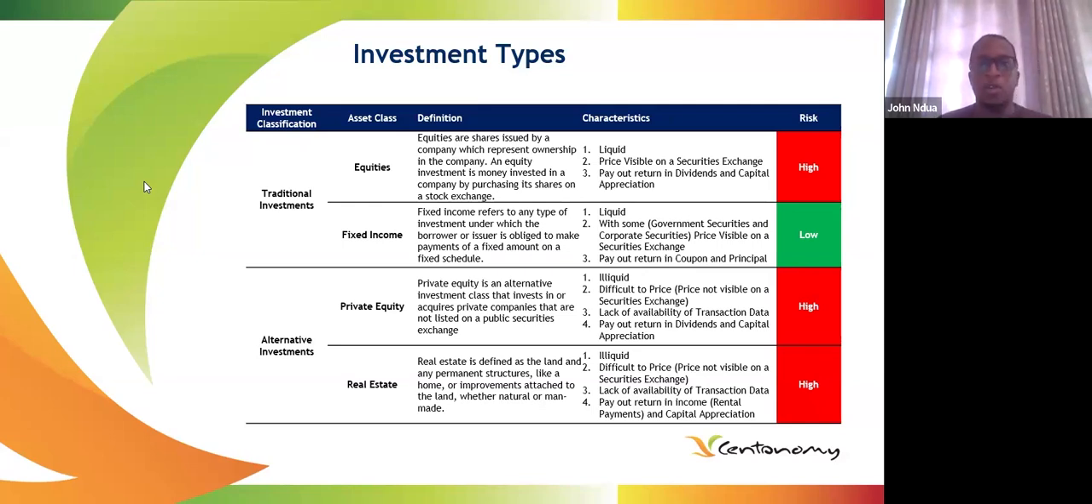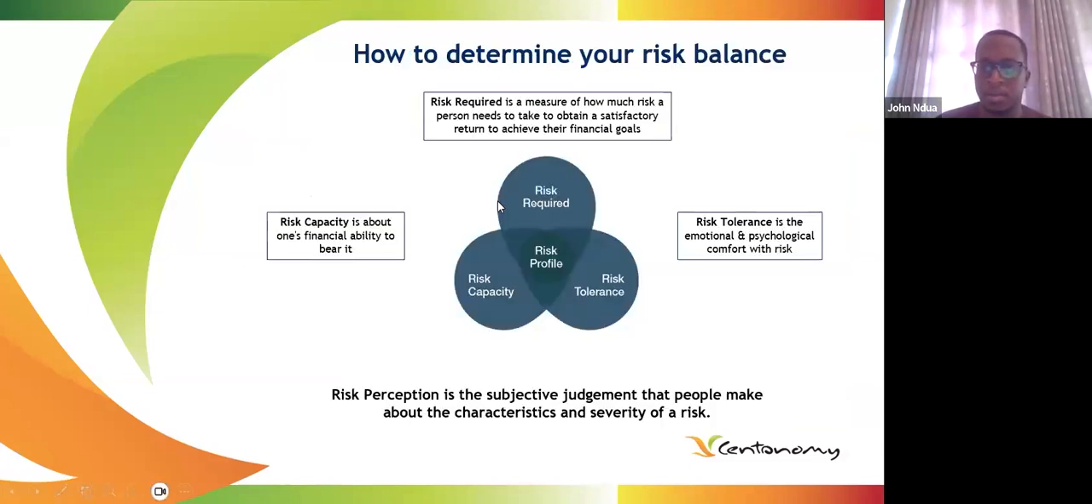So now that we have classified the various types of investments and you have known their risk profile, the next thing to do is understanding yourself as an investor: understanding your risk profile and your goals, in order for you to determine which investment you are going to take. So the next stage is to determine your risk balance. And how do we do this?